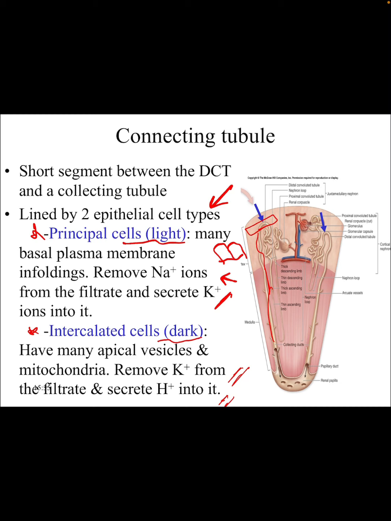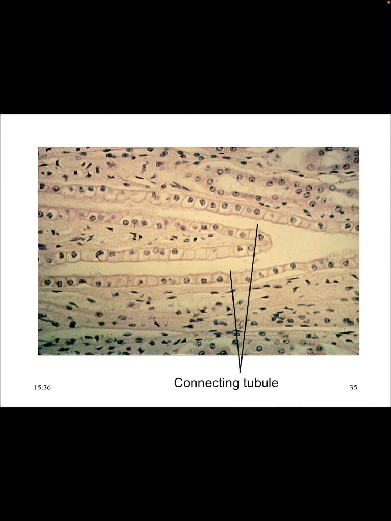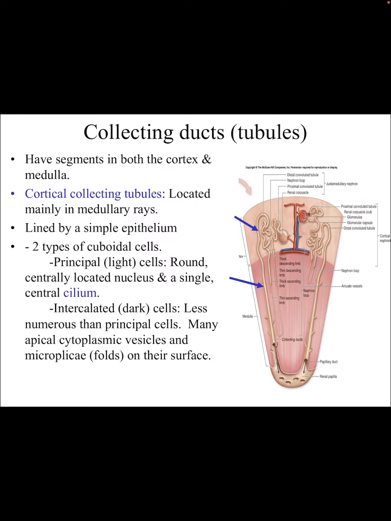So the principal cells will be responsible for the reabsorption of the sodium and secretion of potassium, whereas the intercalated cells will be responsible for reabsorption of the potassium and release of the water. So this is the connecting tubule. Again, the epithelium lining is simple cuboidal epithelium.